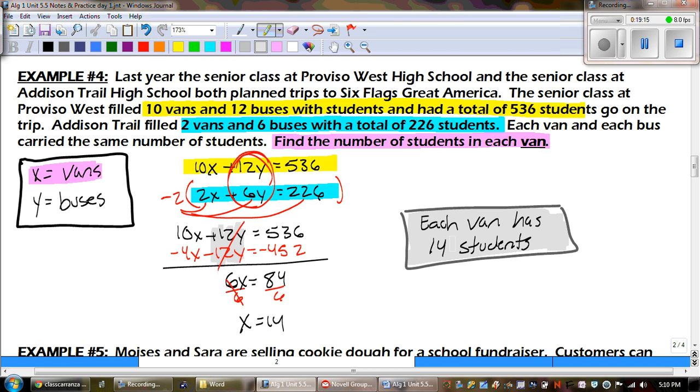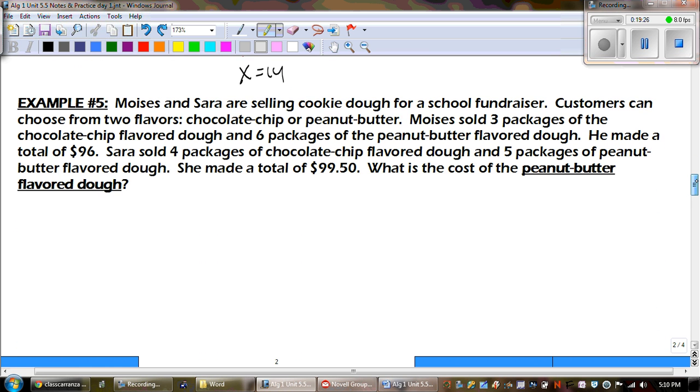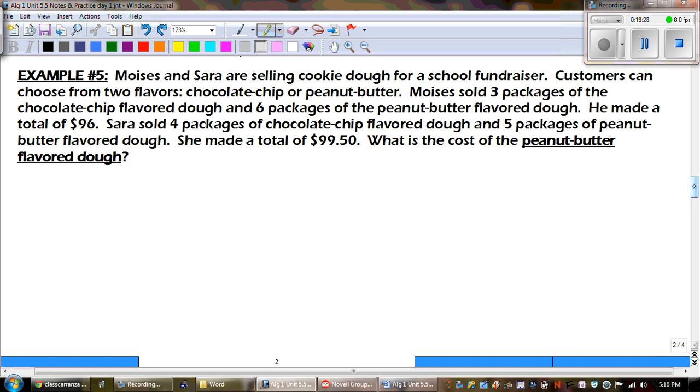Okay, now it's not 14 vans. I already know how many vans each school took. They said that in the problem. Okay, we wanted to know how many students were in each van. Right. Number five, you are all on your own. Okay, now I'll read it for you.